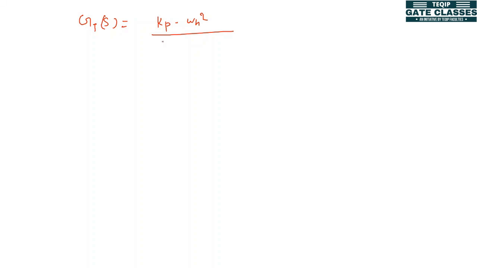Okay, so it will be s plus 2 zeta omega n. This is the total gain. So, the transfer function with controller. What will be the transfer function with the proportional controller?